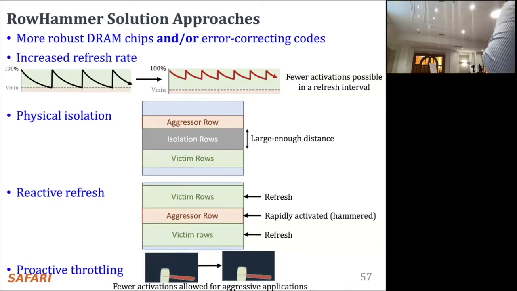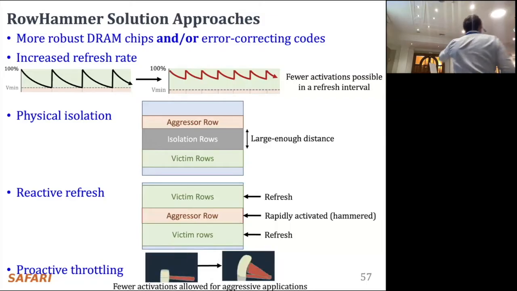One is reactive refresh, and the other is proactive throttling. Reactive refresh says, whenever you activate an aggressor row many times, refresh the victim rows. Well, this requires tracking of the aggressor row somehow, and also knowledge of what the victim rows are. Tracking can be done probabilistically, as I will show you, or deterministically, or perfectly or approximately. These all have implications on security, as we will see.